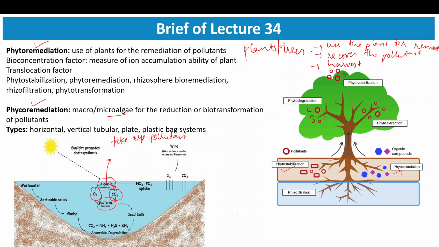Horizontal means you can have horizontal tubes exposed to sunlight, where algae and bacteria are present and there is an inlet of wastewater. There can be vertical tubes also. All these have their own pros and cons. There can be flat plates between which water flows and algae is grown, and there will be removal. But this plate type is least used because it is difficult to maintain the water flow. So now moving forward to the assignment.